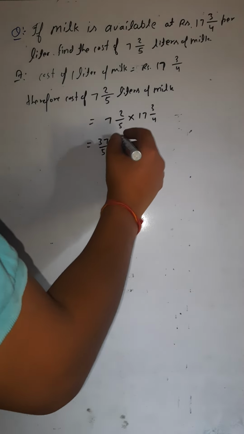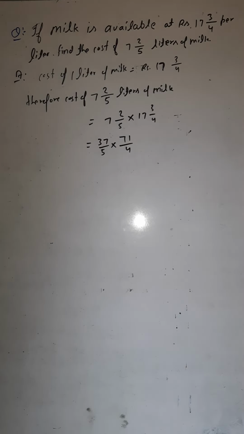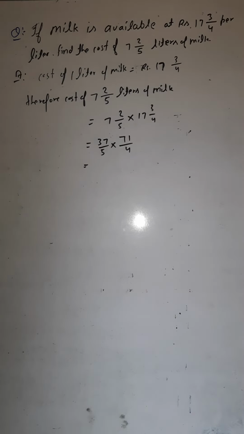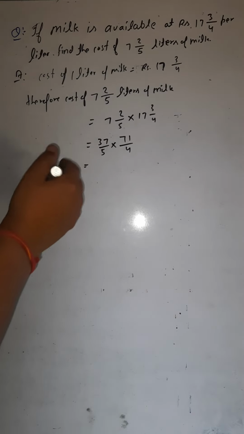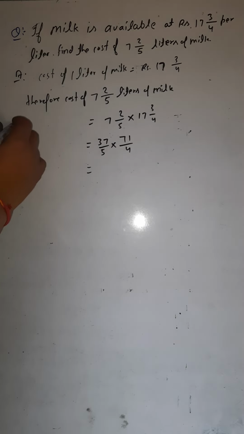68 plus 3 would be 71 by 4. Is it clear? Yeah. Now just multiply upside and multiply downside, you would get your answer. Okay. 37 multiply 71 is how much?